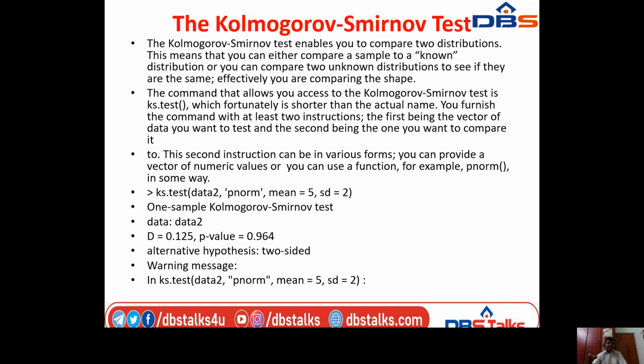If you enter the command like this, it displays the output as a one-sample Kolmogorov-Smirnov test. It produces the D value and the p value. The alternative hypothesis is also two-sided. We already discussed in probability and statistics the different types of null hypothesis and alternative hypothesis, and for that purpose we are also using this one. Some warning messages can also appear like this.